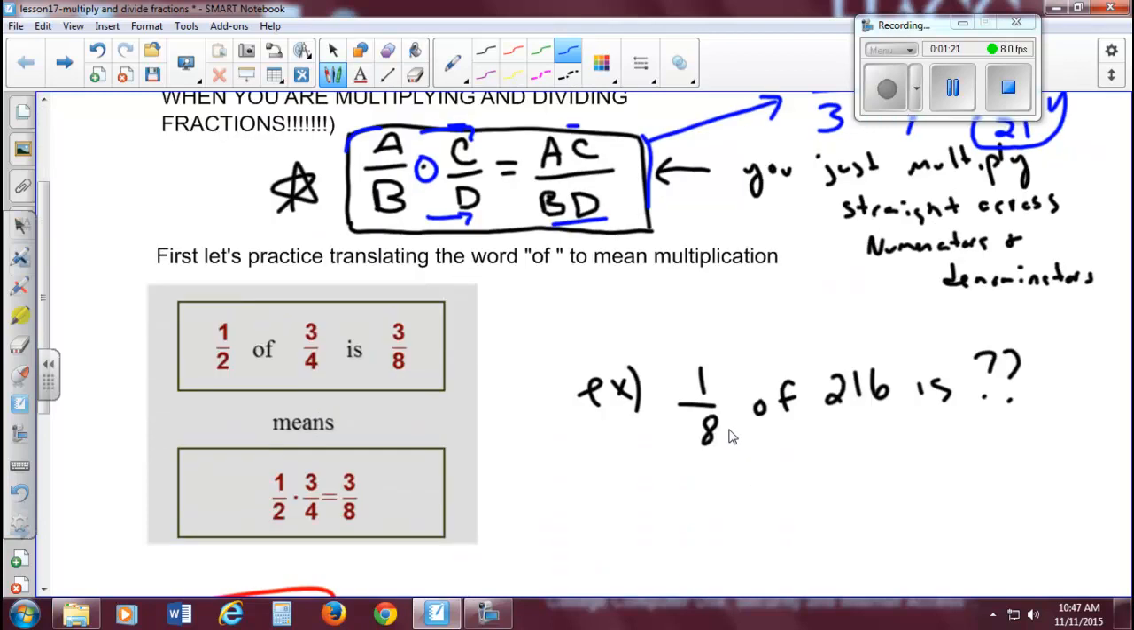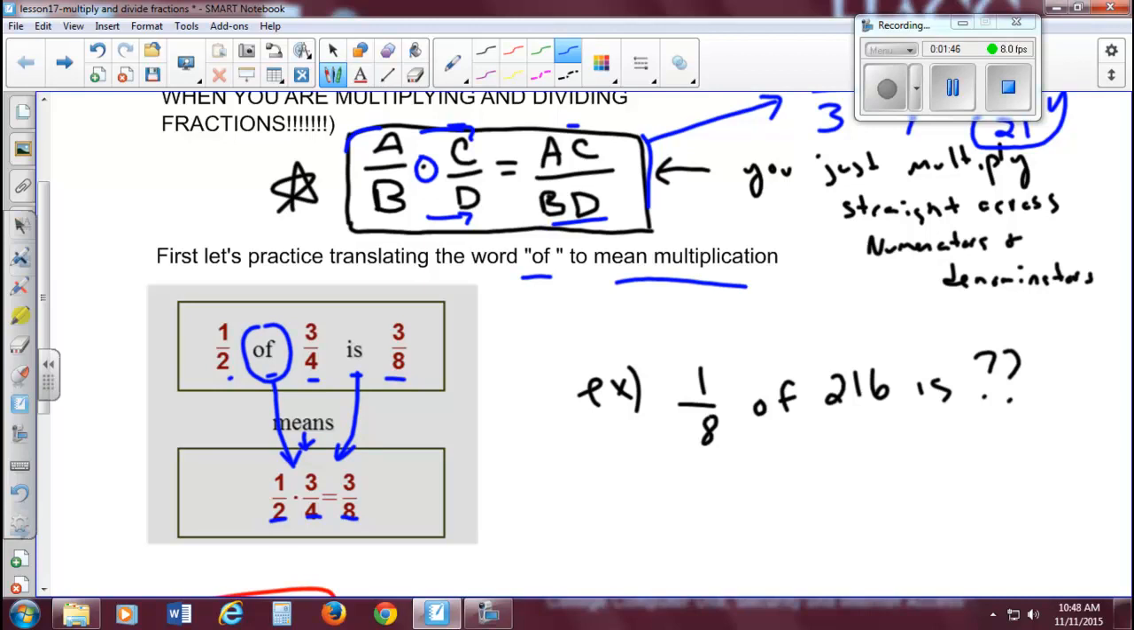Okay? Little note on the word "of" that triggers you for multiplication. If you say half of 3/4 is 3/8, that translates to 1/2 times 3/4 is 3/8. So we can translate the word "of" to mean multiply and the word "is" to mean equals, which is going to be really important when we do word problems.